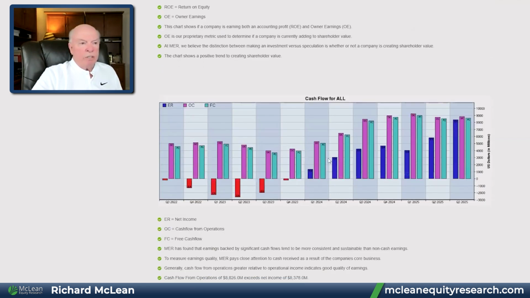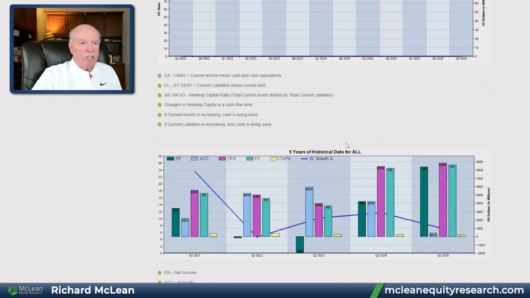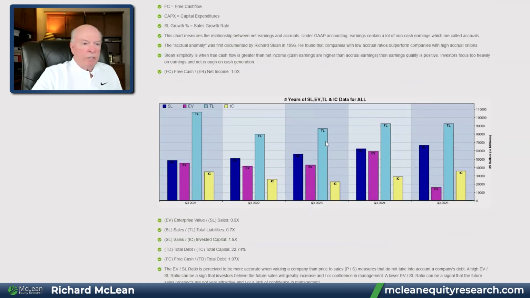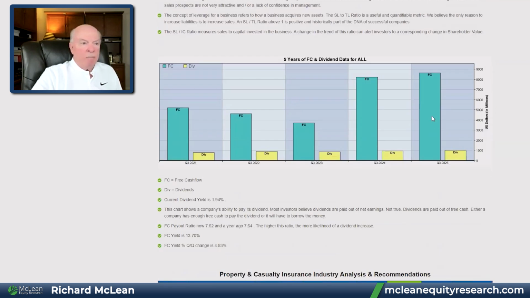So here you can see that we have earnings and cash flow from operations, free cash. All of this is solid, very consistent. All this looks good. But here you can see the 5-year history of how the cash flow from operations and the free cash are doing. So this company has maybe 22%, 23% leverage, and has plenty of money to pay the dividend. And you'd be surprised how many companies do not have free cash to pay the dividend.